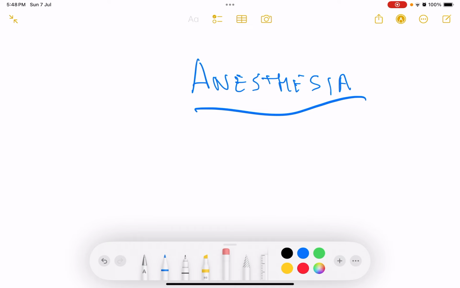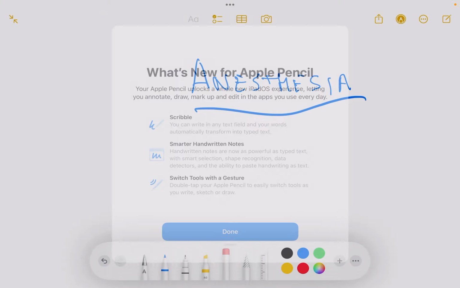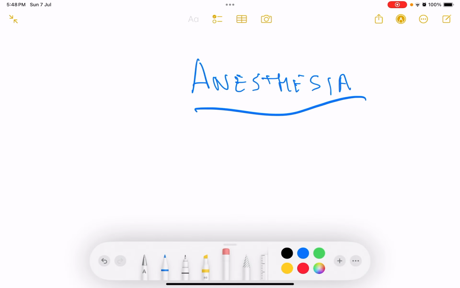Right. As much as people say it is a part of surgery to do pre-op, op, and post-op, it's a part of anesthesia as well. So first of all, what are we supposed to do? First, we need to see the following things. We need to do a pre-anesthetic checkup, right?